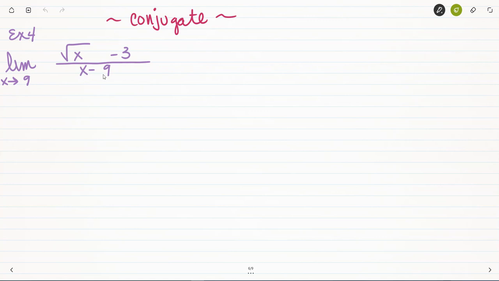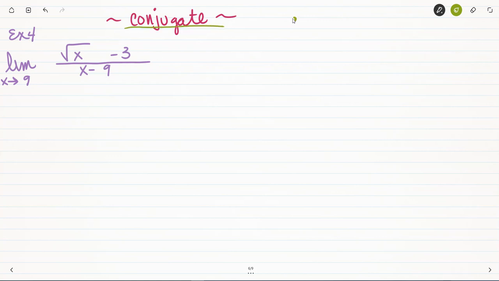When we try to do the direct substitution here, we get 9 minus 9 is 0. So again, we can't use direct substitution, but I don't see anything that factors obviously. However, there is a technique that you might recall, which is multiplying by a conjugate.